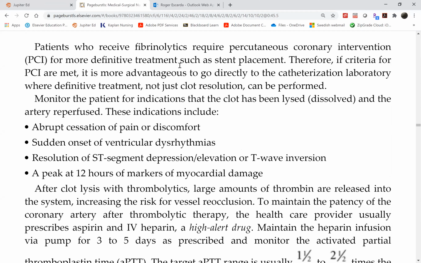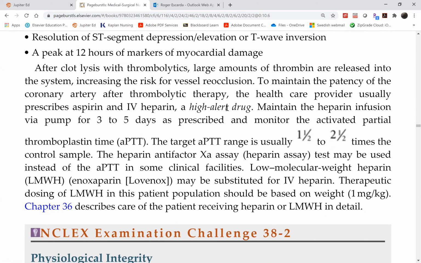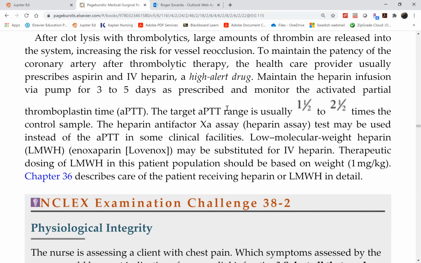If the patient, though, receives cardiac cath, PCI, so they went to the cath lab, we got the balloon in, or we put the stent in, the patient will still be started on heparin. Okay, this is to prevent another clot from forming.